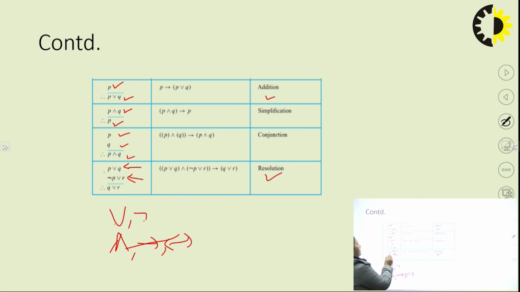So if we have P or Q and the other statement is not P or R, then P gets resolved and we get only the other terms in the answer. In one we have P, in another we have not P, so this gets resolved and we get the other terms in the answer. What are the other terms? Q and R. So it will be the disjunction Q or R. This is the law of inference. So we can use these inference rules to infer some conclusion from the given premises.